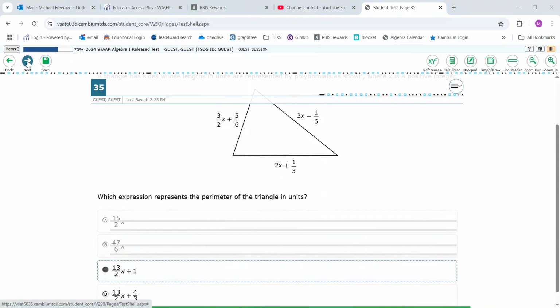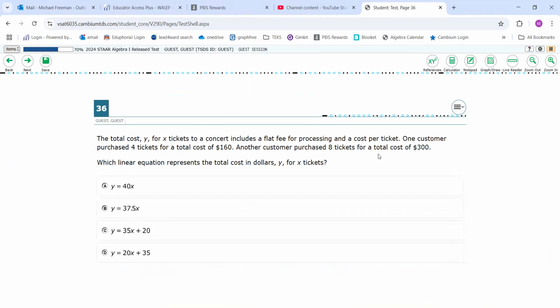All right, the total cost Y for X tickets to a concert includes a flat fee for processing and a cost per ticket. One customer purchased 4 tickets for a total cost of $160. Another customer purchased 8 tickets for a total cost of $300. Which linear equation represents the total cost in dollars Y for X tickets?